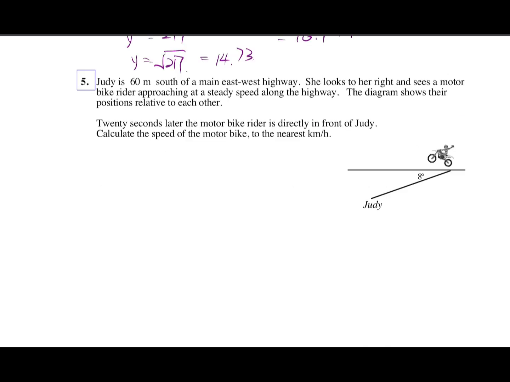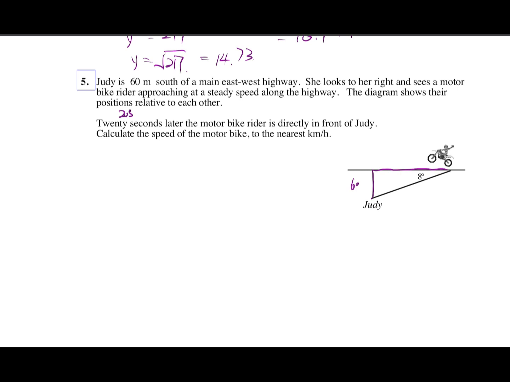Okay. For number 5, Judy is 60 meters south, and this is Judy, so this is 60 meters. And 20 seconds later, the bike in front of her is here. And we need to find out the speed.